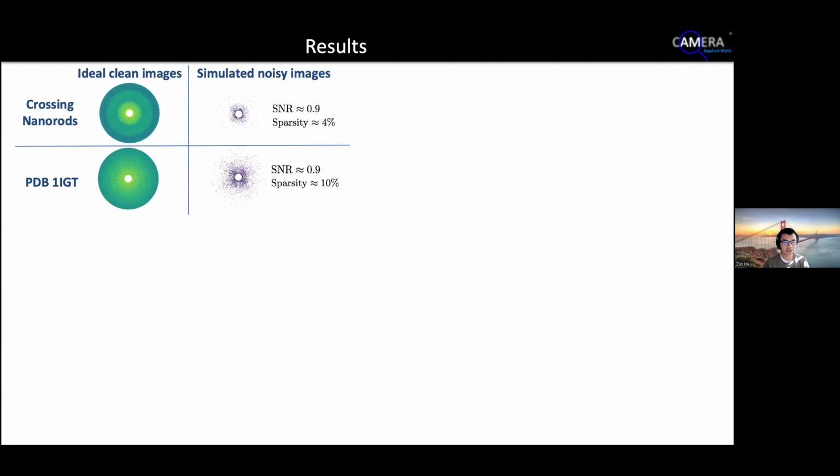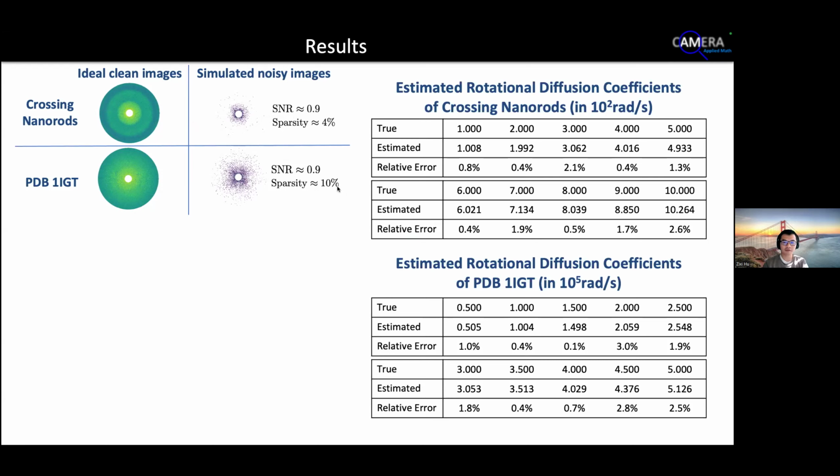From these ideal clean images, we add Poisson noise on top of that to get the simulated noisy images. And these simulated noisy images are the testing data set for our algorithm. By adding noise, we end up getting noisy images with signal-to-noise ratio around 0.9. The sparsity of the images collected from the crossing nanorods system is about 4%. And as for the PDB-1IGT structure, the sparsity is about 10%. For each of the systems, we generated several data sets, each with different ground truths of the rotation diffusion coefficients. The magnitude of the ground truth values is chosen based on the size of the particle simulated and scaled by the Stokes-Einstein relation.